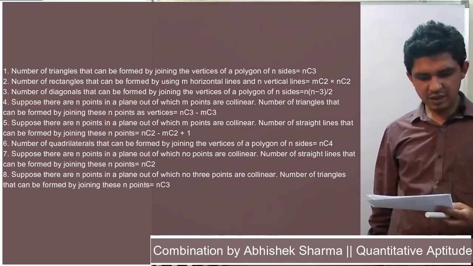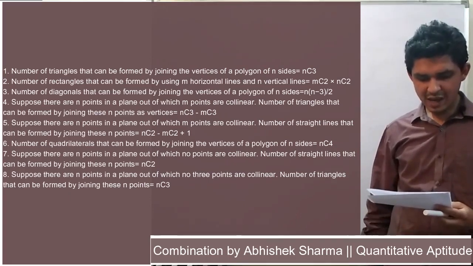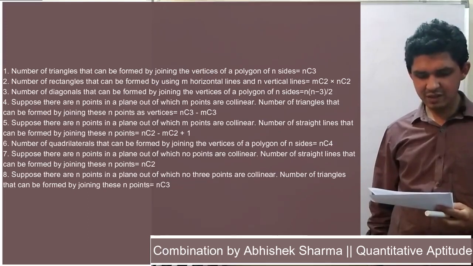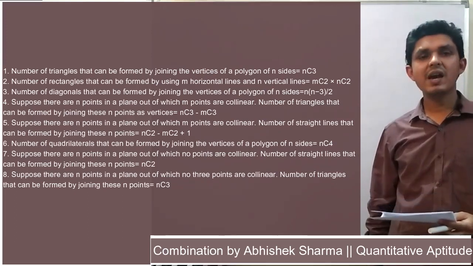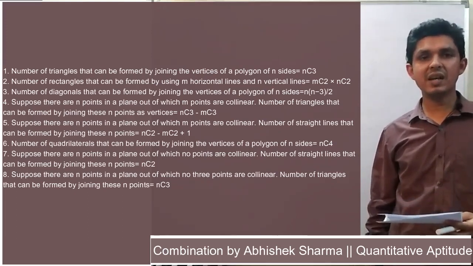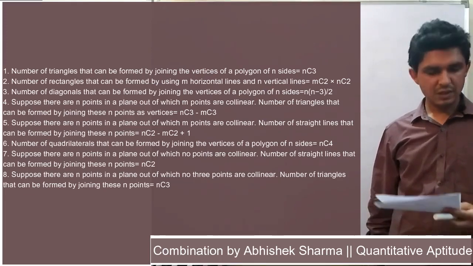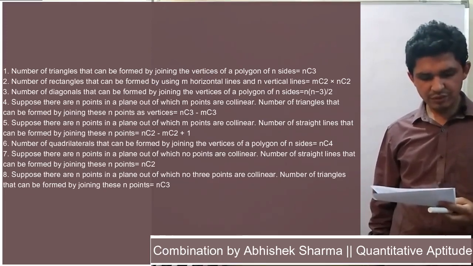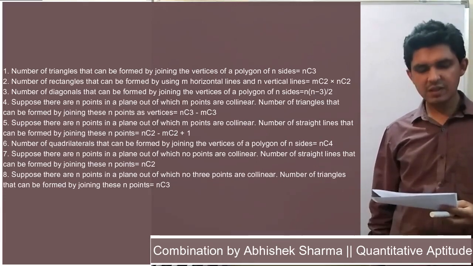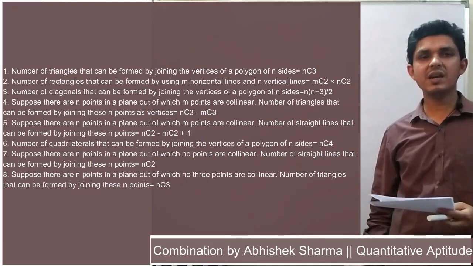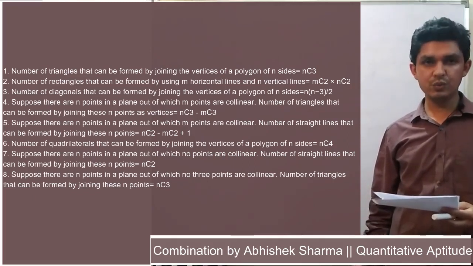Second is the number of rectangles that can be formed by using m horizontal lines and n vertical lines. This will be MC2 multiplied by NC2. Third is the number of diagonals that can be formed by joining the vertices of a polygon of n sides. This will be n multiplied by n minus 3 divided by 2.